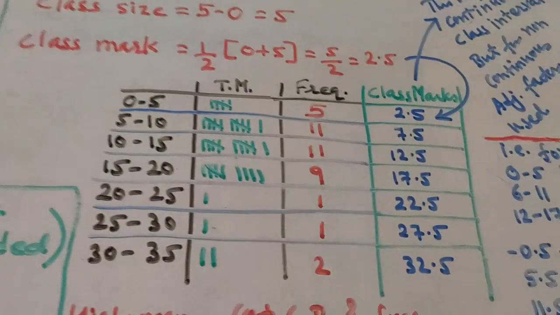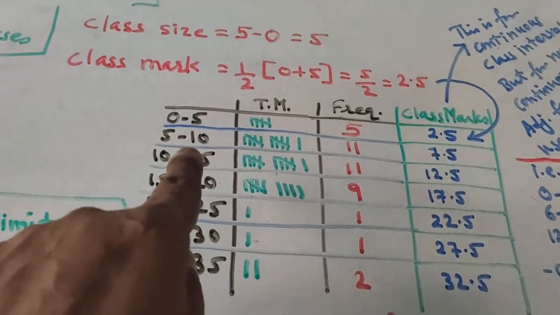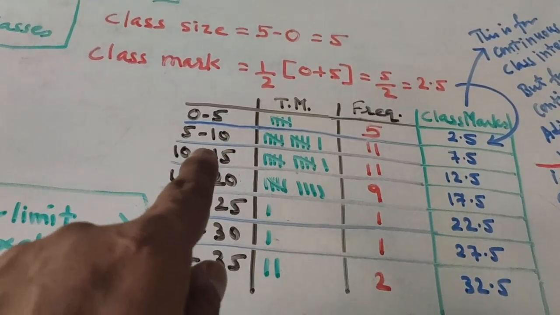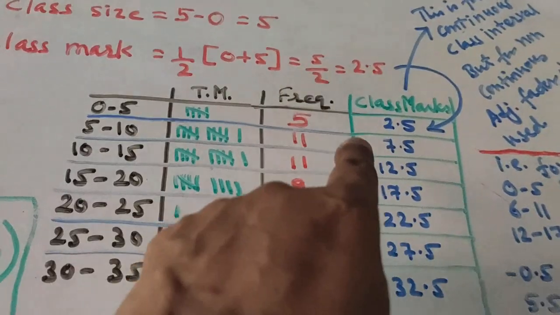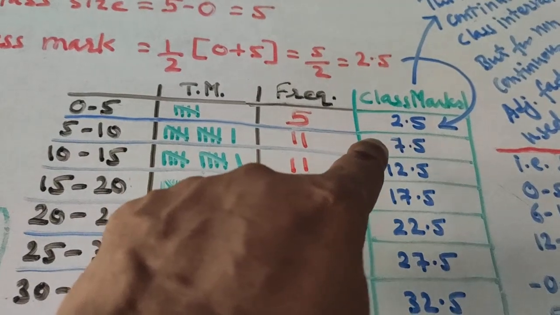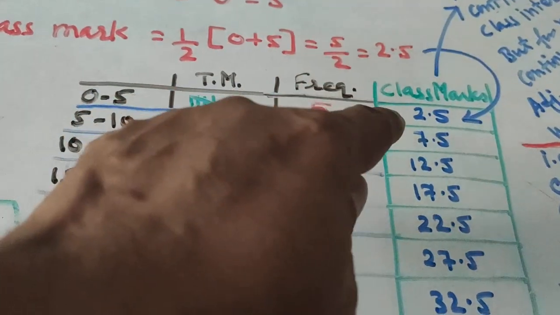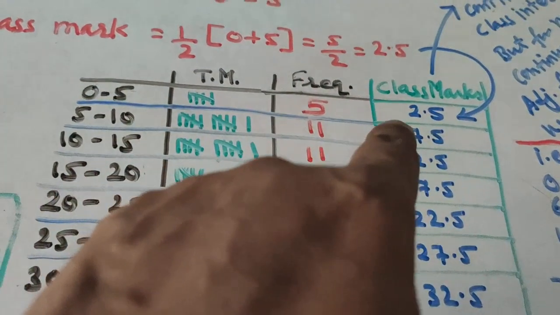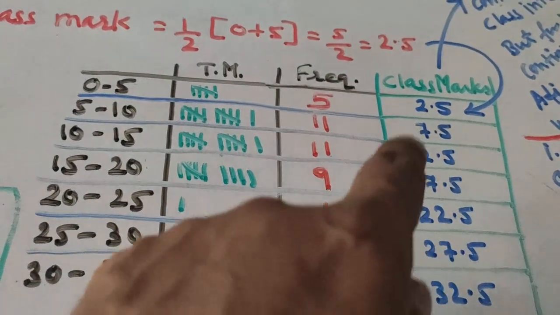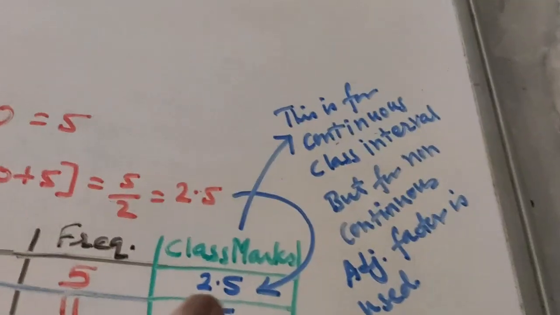Now, what are class marks? So class marks are addition of 0 plus 5 divided by 2, it is 2.5. 5 plus 10 divided by 2 is equal to 7.5, or I can simply add 2.5 plus 7.5, 12.5, 17.5. If I keep on adding 5 to each of the values, I'll be getting the class marks. So 2.5 plus 5, 7.5, 7.5 plus 5, 12.5. Likewise, I got 32.5.